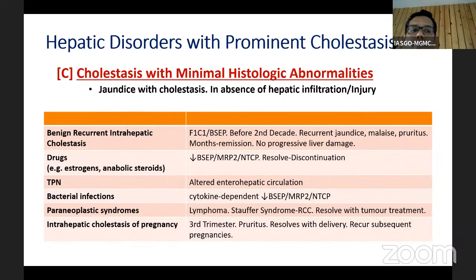require a liver transplant. Certain drugs like estrogen, anabolic steroids, and bacterial infections both cause a decrease in bile salt export protein, BSEP. Altered enterohepatic circulation is caused by cholestasis from TPN. Certain paraneoplastic syndromes like lymphomas and RCCs are known to cause cholestasis. They resolve with the treatment of the tumor. In a third trimester female with pruritus which resolves with delivery, intrahepatic cholestasis of pregnancy is to be considered. What is important here is that it recurs in subsequent pregnancies.